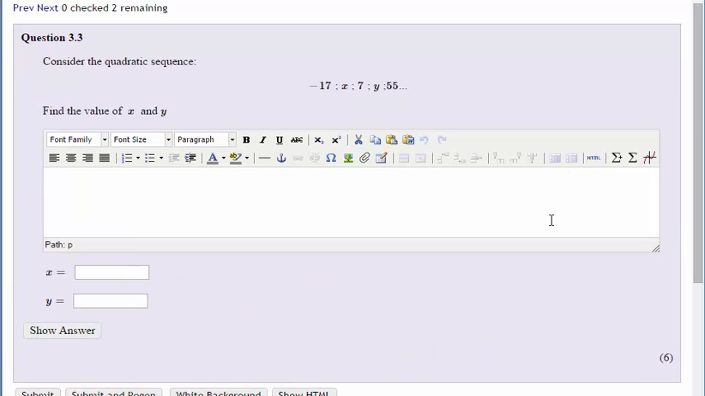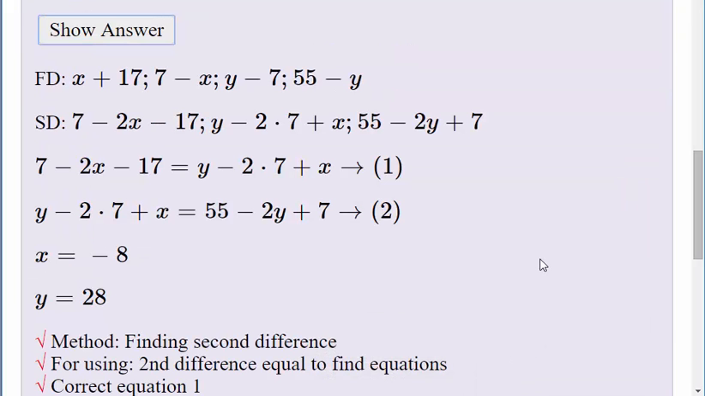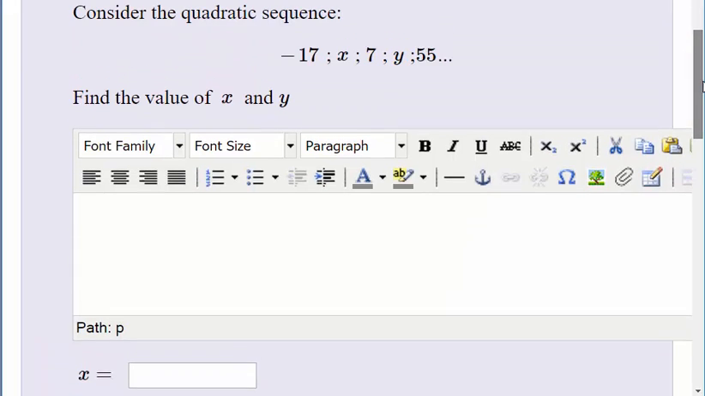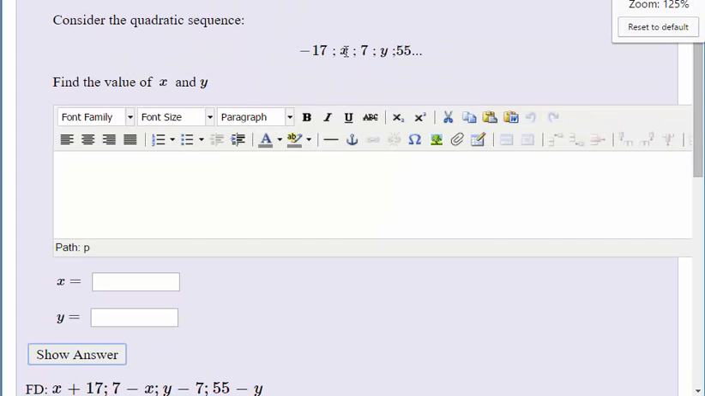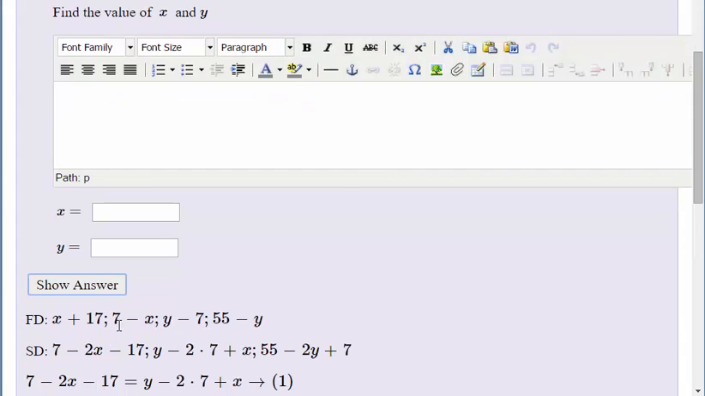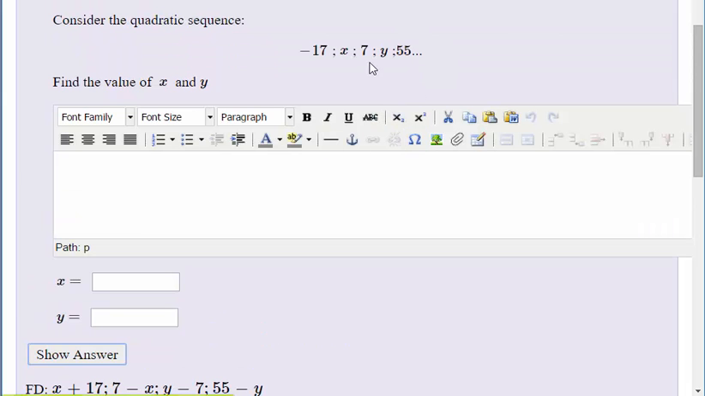Oh, here's a similar one. Consider the quadratic sequence. How about your turn to do this one? Let me quickly just show you how we work this. So obviously we take our first differences: x minus minus 17 is x plus 17, 7 minus x, y minus 7, and 55 minus y.